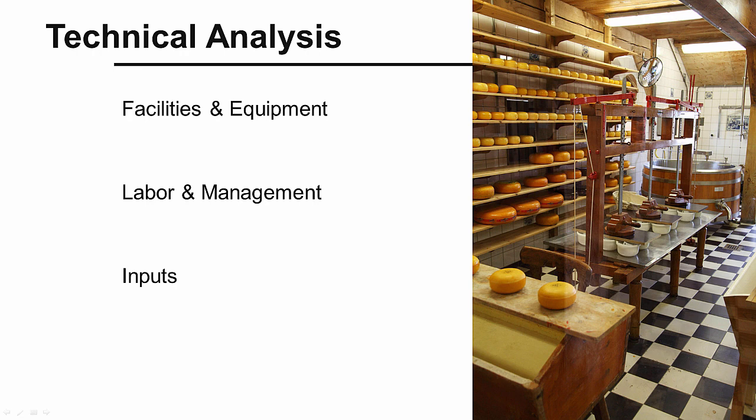The technical analysis looks at facilities, labor and management, and inputs. What facilities and equipment is required for the production and processing of products? Where can you obtain these? Will you be able to service or repair the equipment? And if not, how close is a reliable technician? If your proposed business venture does well, can you handle an expansion, or will that require drastic remodeling or new construction? Reliable and quality labor and management are critical to every business.